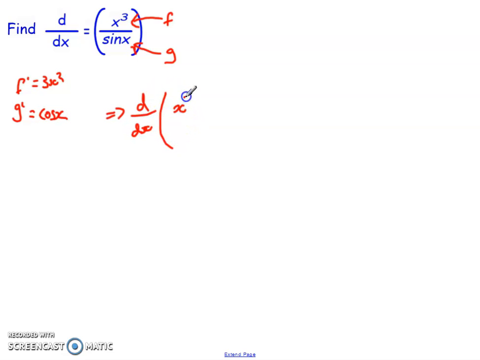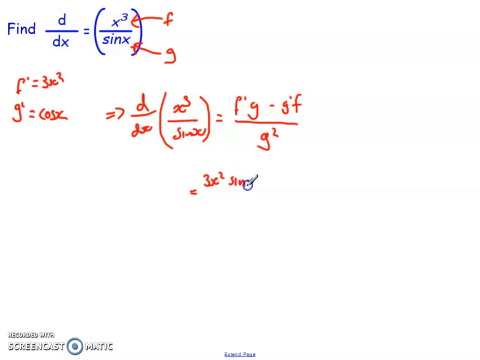So what I can then say is therefore d by dx of the x cubed over sine x, we know that that's going to take the form of the quotient rule, so I'm going to have f dash g take away g dashed f all over the g squared, and now it's just plugging the information in. So f dash g gives me 3x squared times sine x. That's then going to be take away g dash f, so x cubed times cos x. And that's then all going to be over the g squared, which is sine squared x.